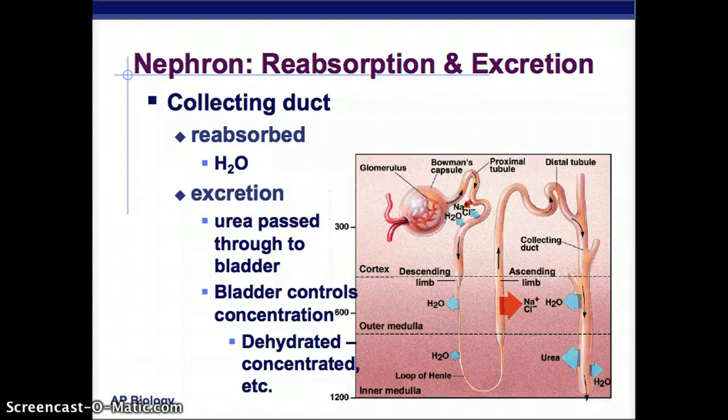All right, after that secretion step, there's a little more reabsorption and then excretion. So all of this goes into the collecting duct, and in the collecting duct there's more water reabsorbed, and then you end up with the excretion. So urea goes off to the bladder, then the bladder controls the concentration. If you're dehydrated, you need more water in your system, it will reabsorb more water, and your urine will be more concentrated. Whereas if you're overhydrated, you'll have dilute urine, and it won't reabsorb quite as much water.